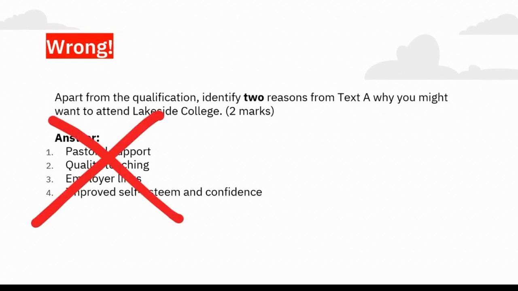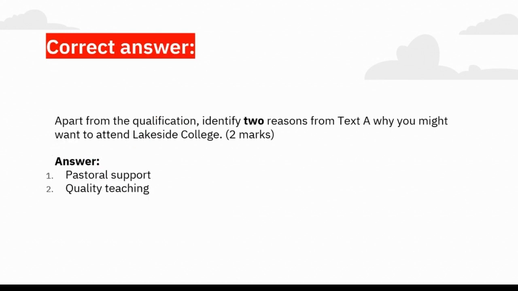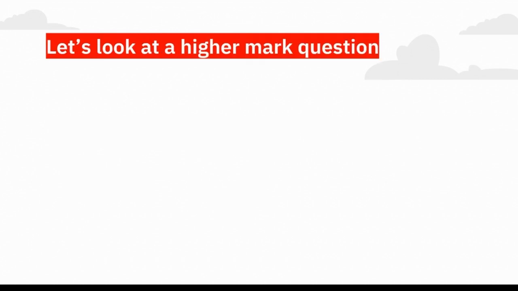Wrong. You would actually get 0 marks for this. Okay, because it's asked for 2 reasons and you've given them 4. So what you need to do is just draw it back a little bit and put only 2 reasons. Any 2 from the ones that you've picked out will do. So there's a nice green tick for that one.